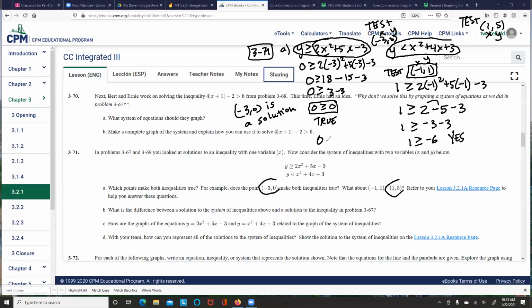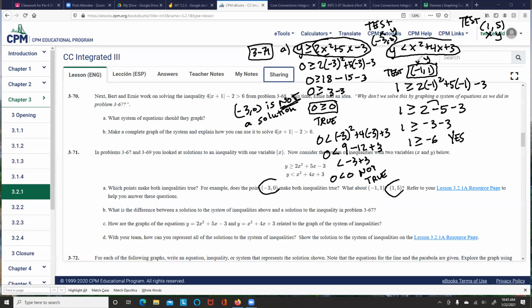0 is less than -3 squared plus 4 times -3 plus 3. This is going to give me 9 minus 12 plus 3. 9 minus 12 is -3, plus 3 is 0. Is 0 less than 0? That is not true, right? So it does not work. So even though -3, 0 worked in the first one, it didn't work in the second one. So this is not a solution.